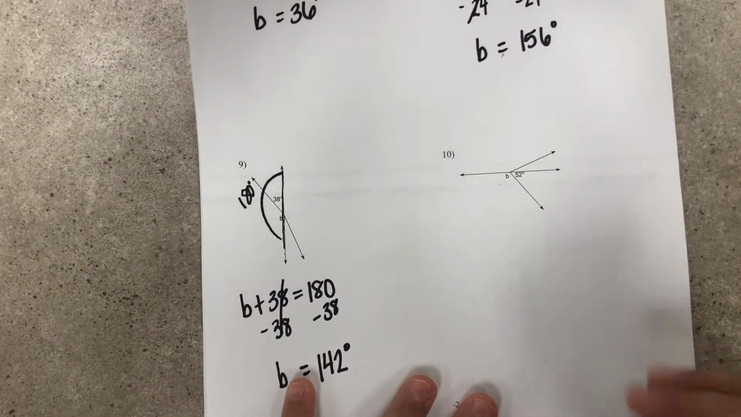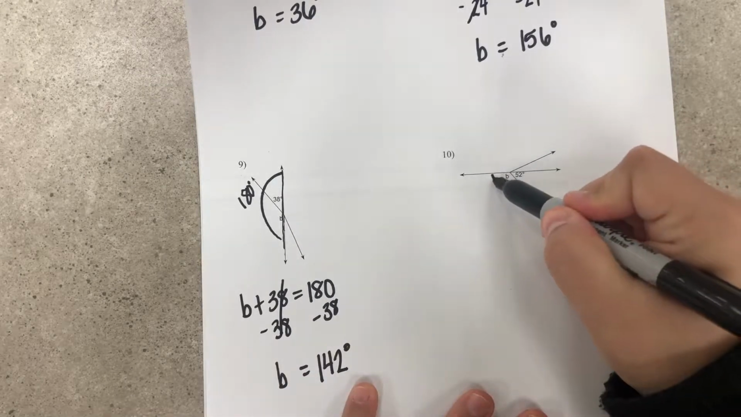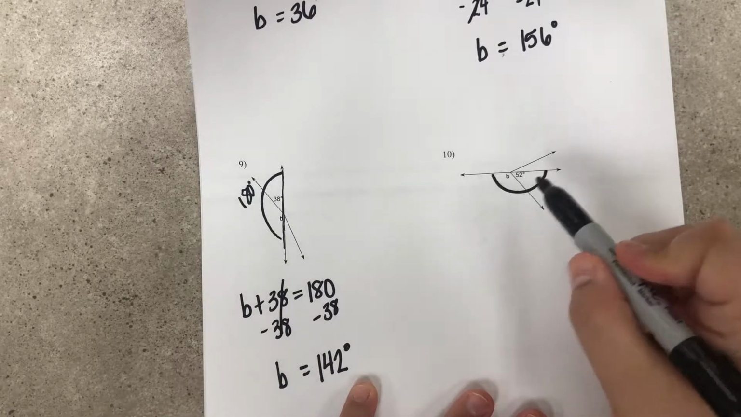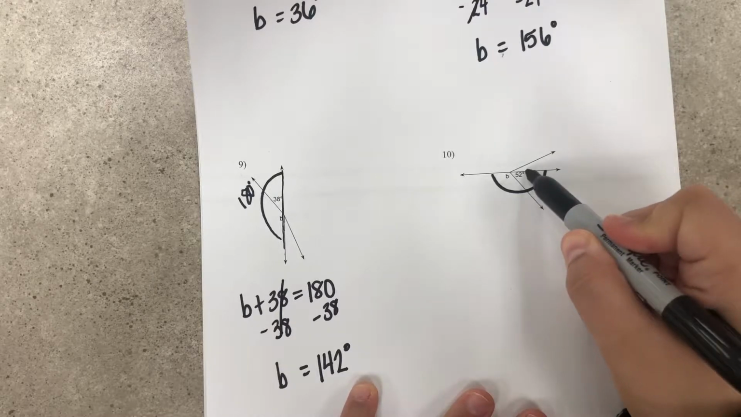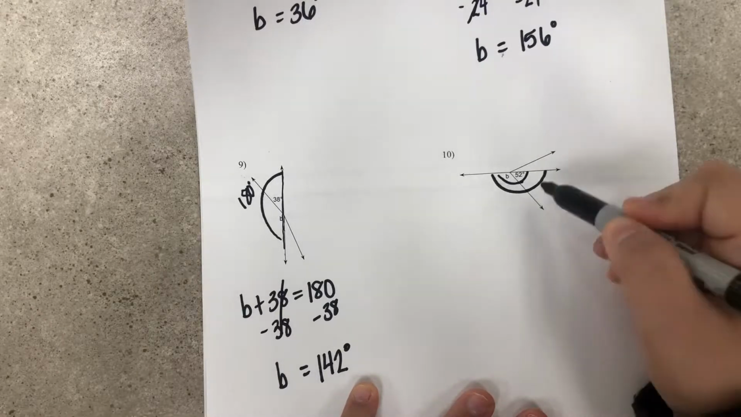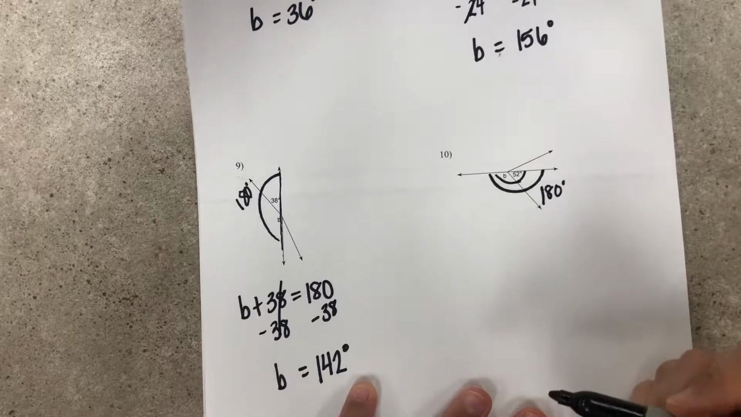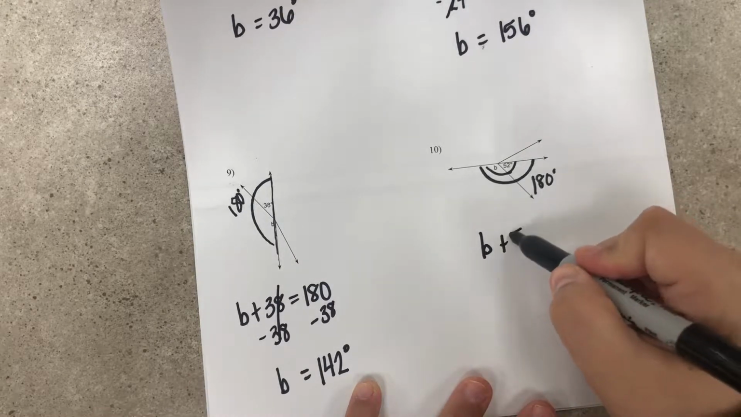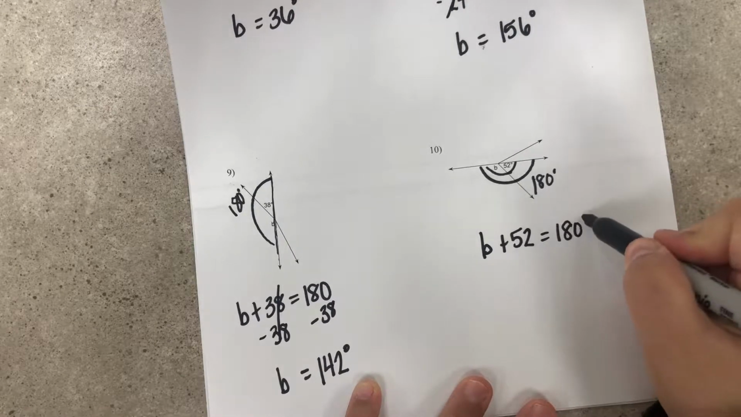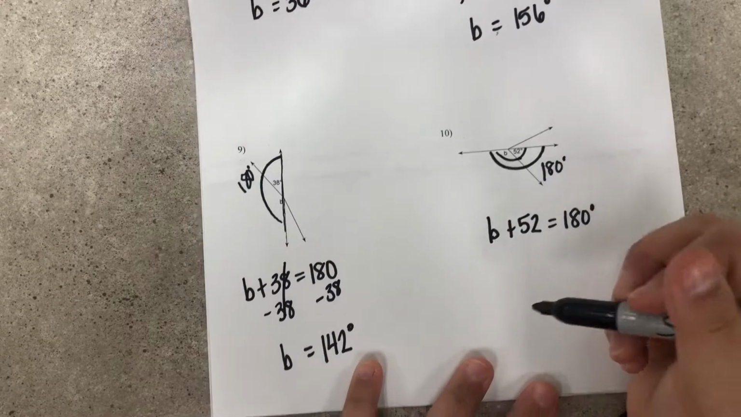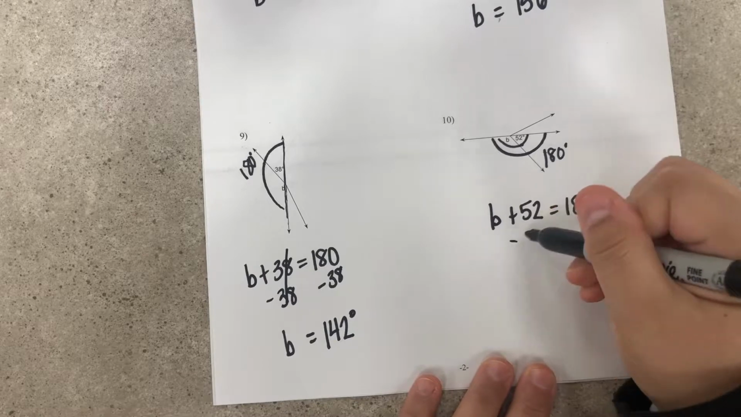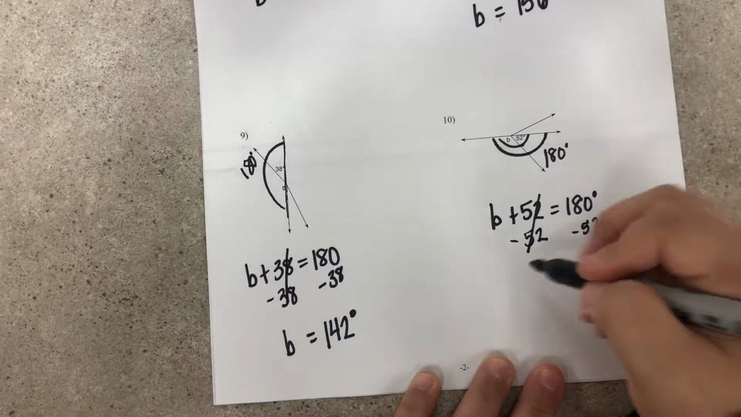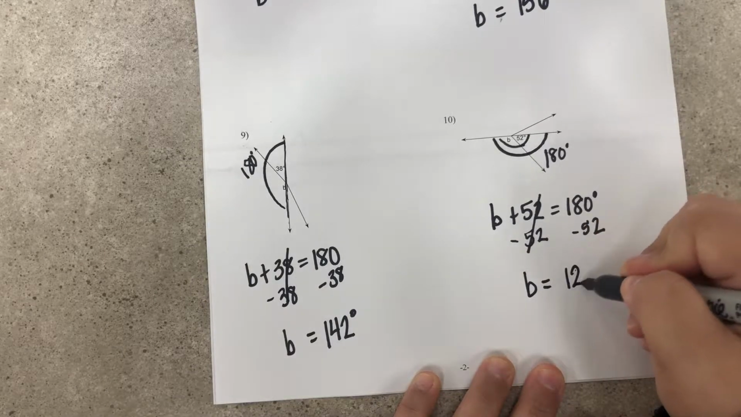And then for this last one, again, we have a supplementary pair of angles, right? So B plus 52. Can you see those two combine together to make a straight line? So again, it's going to be equal to 180 degrees. So I can say B plus the 52, those together have to equal 180. And then it becomes just an algebra equation. I'm going to subtract 52 from both sides. I end up with B equals 128.